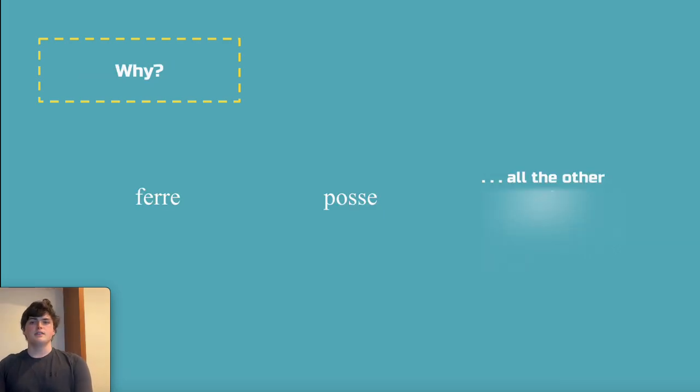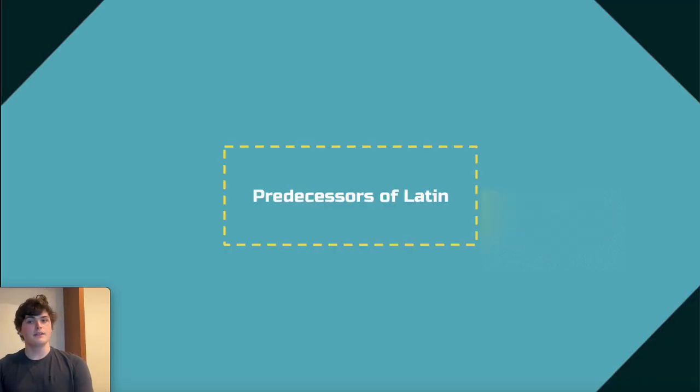For this presentation, I'm going to be going over a couple of reasons why fere has an extra R, why posse has two S's, and why infinitives are the way they are. I will talk about where different patterns came from, so I need to talk about the predecessors to Latin.